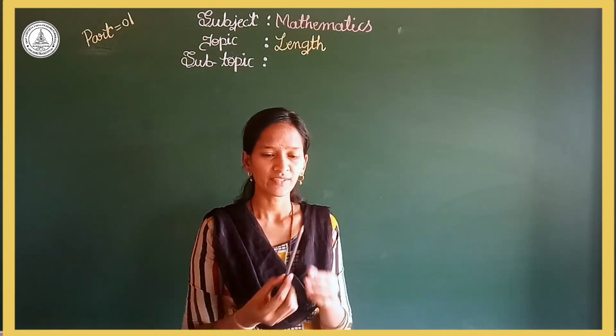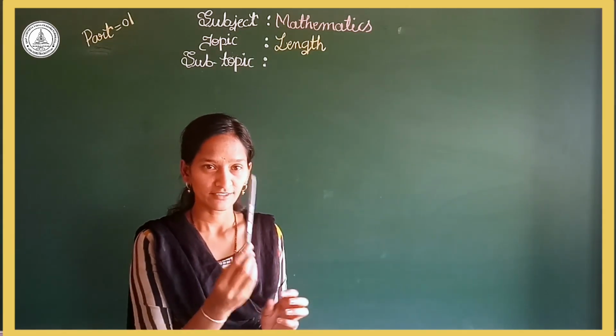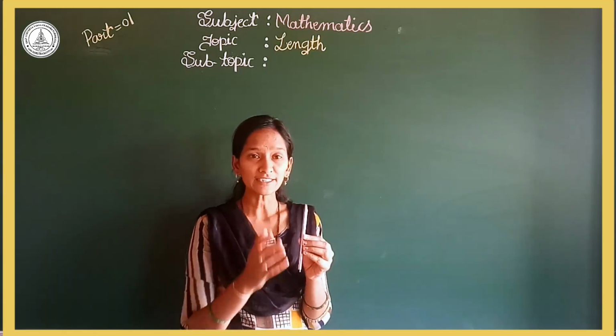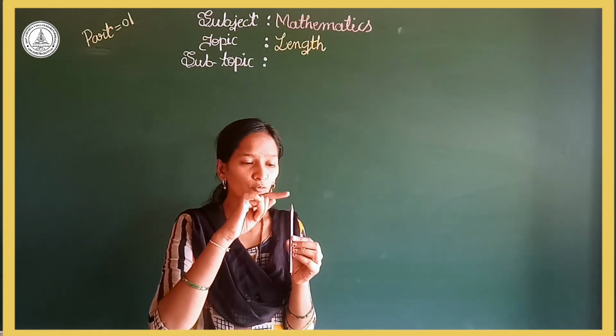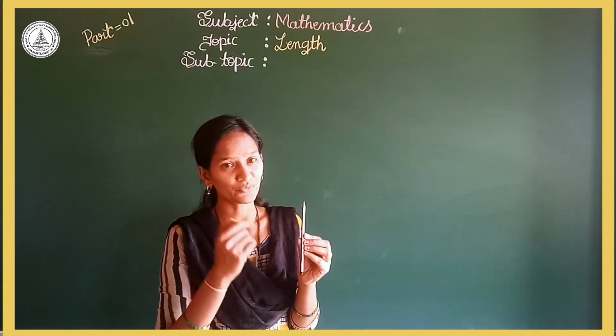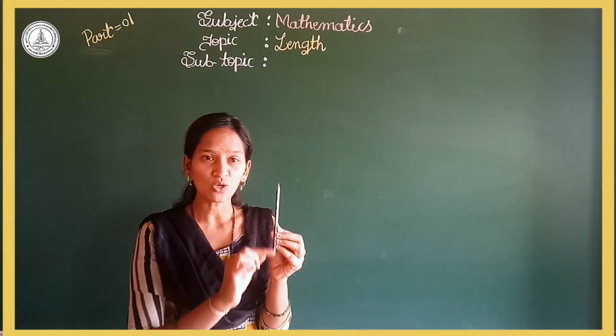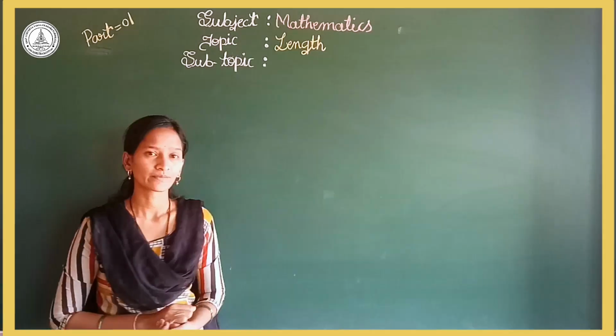See, look here. Here is a pencil, right? It is one object, right? See, length means the distance from one end of the object to the other end of the object. That is called length, right? This distance is called length, right?